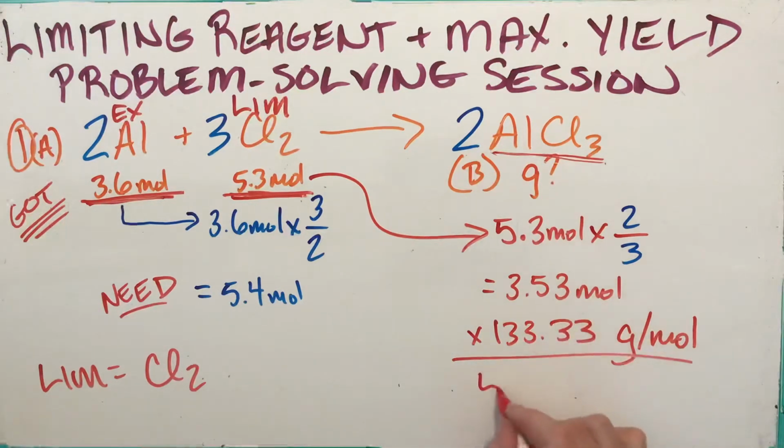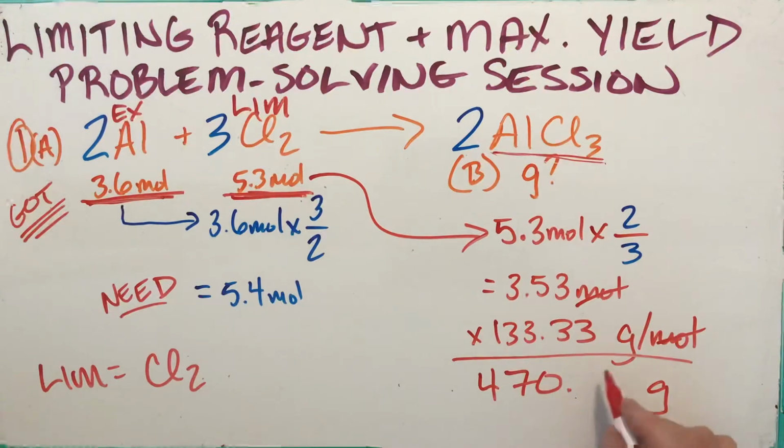I multiply those. The moles cancel. I'm left with grams, and it's going to be 470.655 grams. All right? So 1A was this side of it, 2A was this side of it. Pause the video now, get that down, or check your work, and I will set up for our next question. I'm going to do number 3.